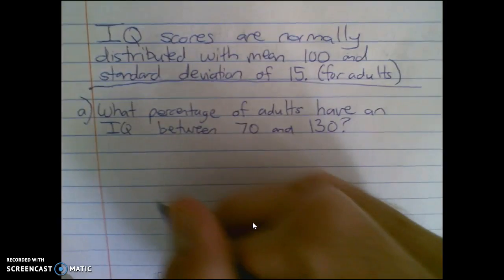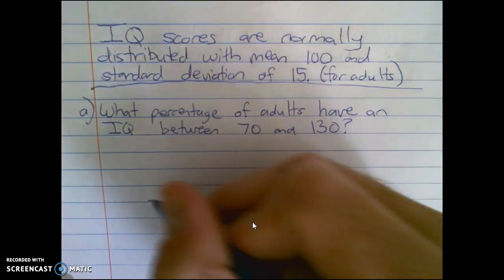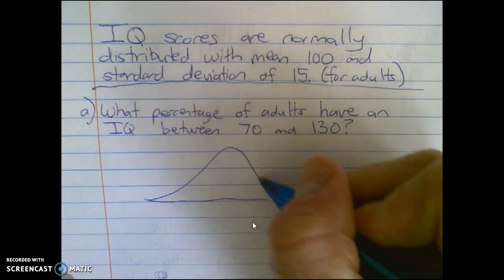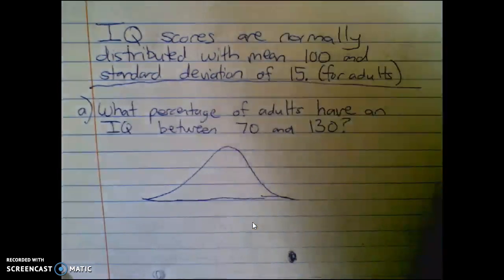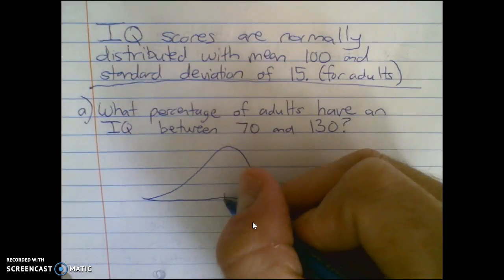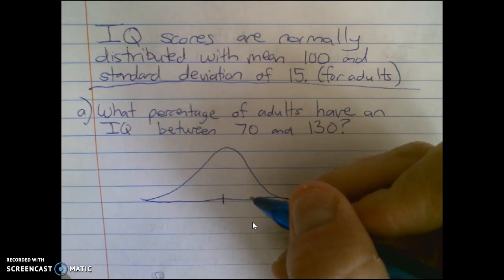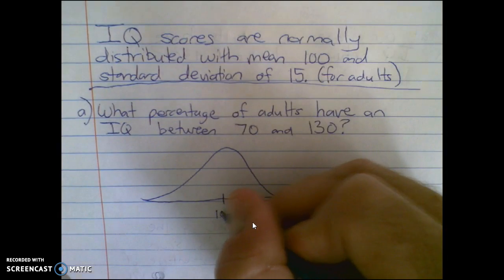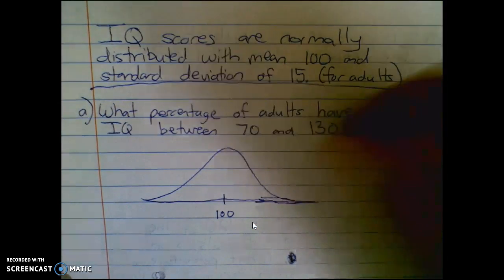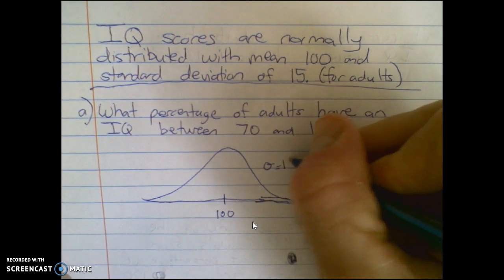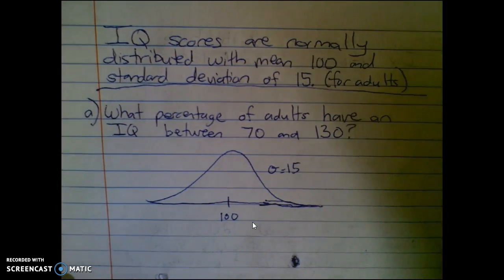To answer this, I'm going to draw a curve, and I suggest you draw a curve on all these problems. Draw a normal curve. It doesn't matter what it looks like. In the middle of this curve will be the mean. The mean IQ score is 100. And I write my standard deviation of 15 right there.